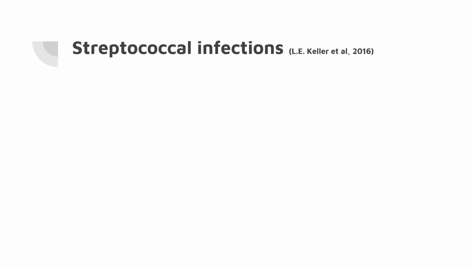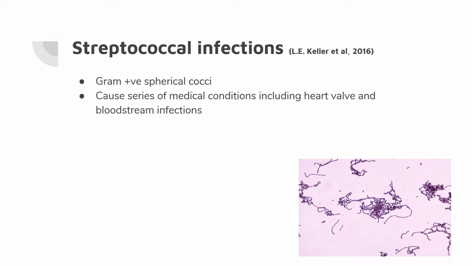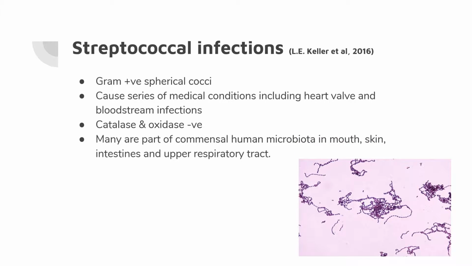Streptococcal infections are caused by any one of the Streptococcus bacteria species. They are gram-positive cocci that cause a series of medical conditions including strep throat, pneumonia, and numerous wound, skin, heart valve, and bloodstream infections. The predominant types which cause this are groups A, B, Streptococcus pneumoniae, and the Streptococcus viridans group. Mainly, they are oxidase and catalase negative and are part of the commensal microbiota of the mouth, skin, intestines, and upper respiratory tract.